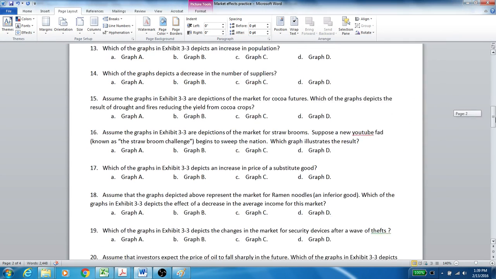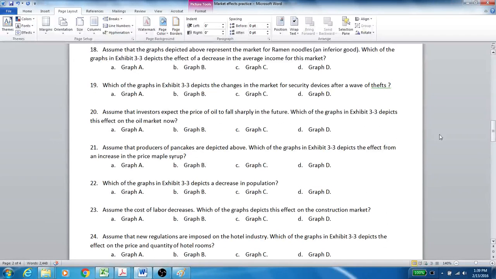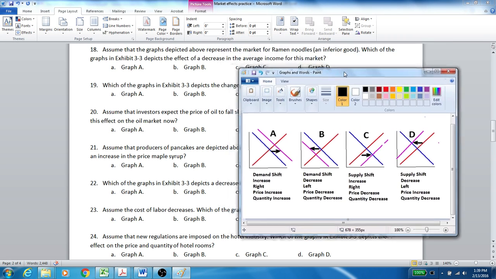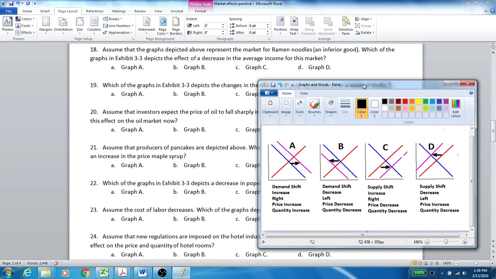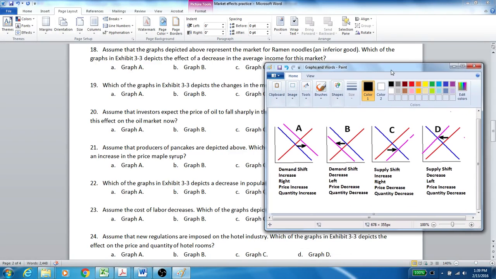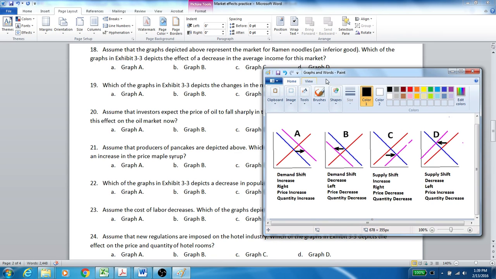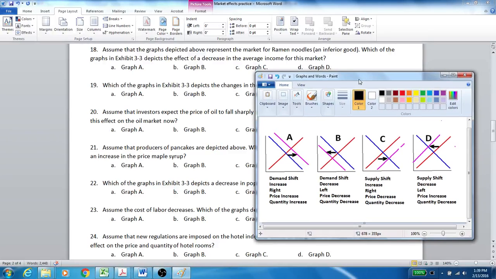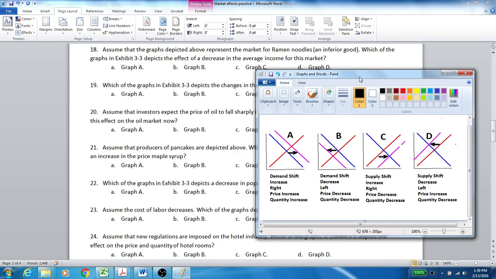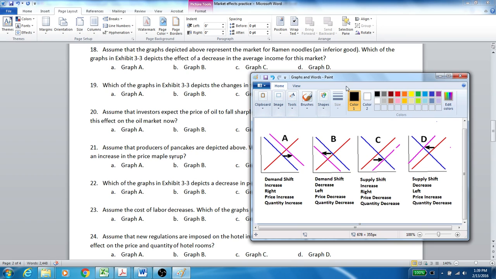The next few we're going to take a look at. Assuming the graphs represent the market for ramen noodles, then we take a look at ramen noodles and we know that ramen noodles are an inferior good. So if there's a decrease in the average income in our market, then people will buy more ramen noodles since ramen noodles help to fill up the belly for just a few pennies, and that's what an inferior good does. You sell more of it when incomes decrease, less of it when incomes increase. So it's an increase in demand.